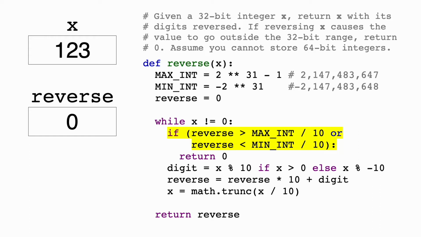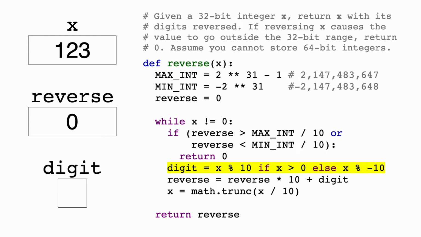You'll see an example of how this works later, but for now, I want to focus on the reversing part of the algorithm. So first, we'll extract the digit in the ones place of x by using the modulo operator. Remember, modulo will return the remainder after division.